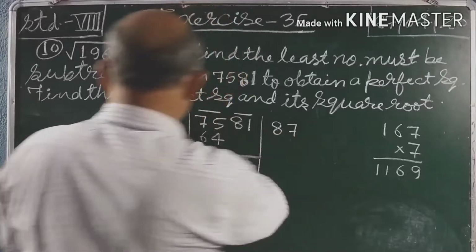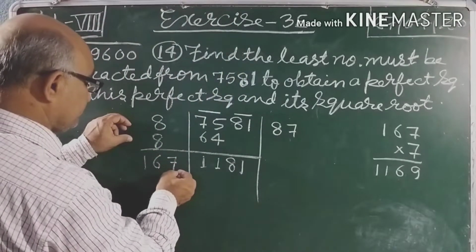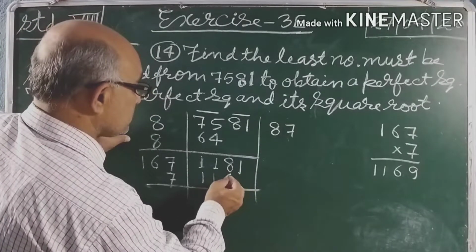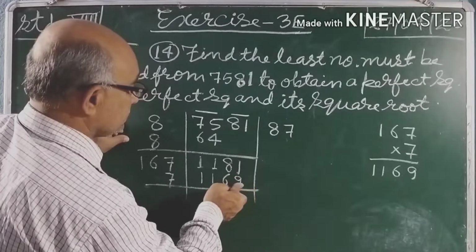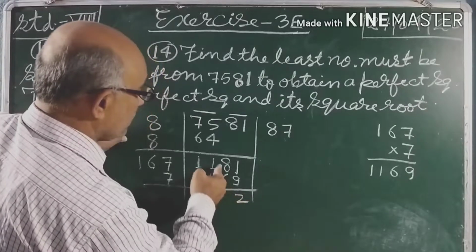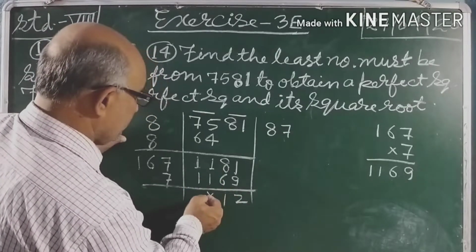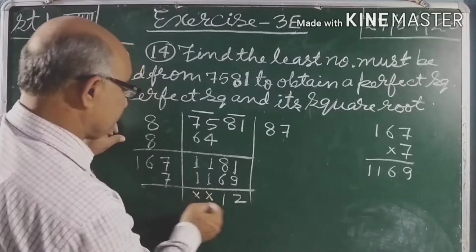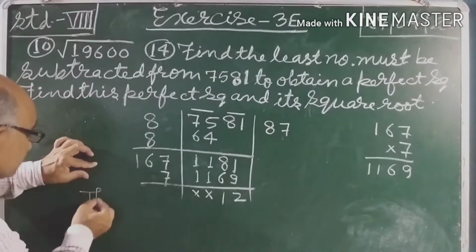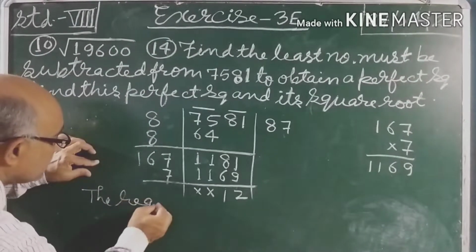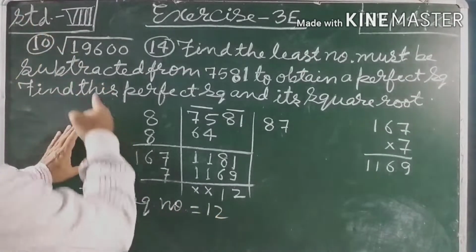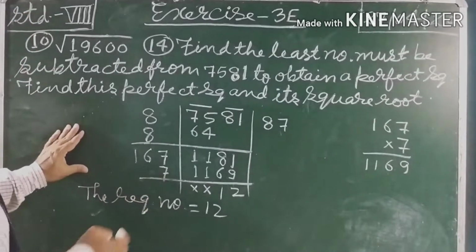So 7 times 1 1 is 6 9. 11 minus 9 is 2. Here 7 minus 6 is 1. 1 1 cancel. 12. So the required number is 12. The least number to be subtracted is 12.